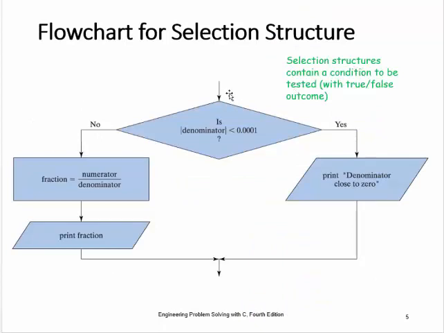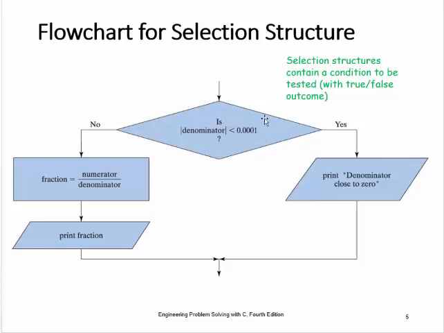So we had a selection structure, which is a diamond shape, for our programs. Selection structures must contain some kind of a condition to be tested, with true and false being the outcome. It's always true or false. Even if you're doing a numerical test, you're doing a logical test, the condition will evaluate to be either a true or a false. So here I come into this part of the program, and it says, is absolute value of the denominator less than 0.0001?